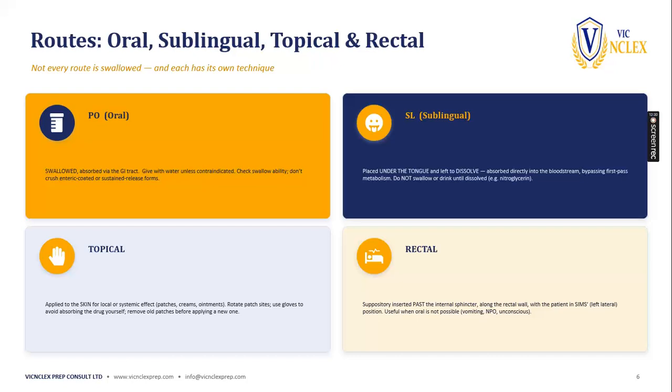Have you asked yourself why it is that an oral tablet is always a higher dosage than IM or IV, or even subcutaneous? The reason is because of the liver.